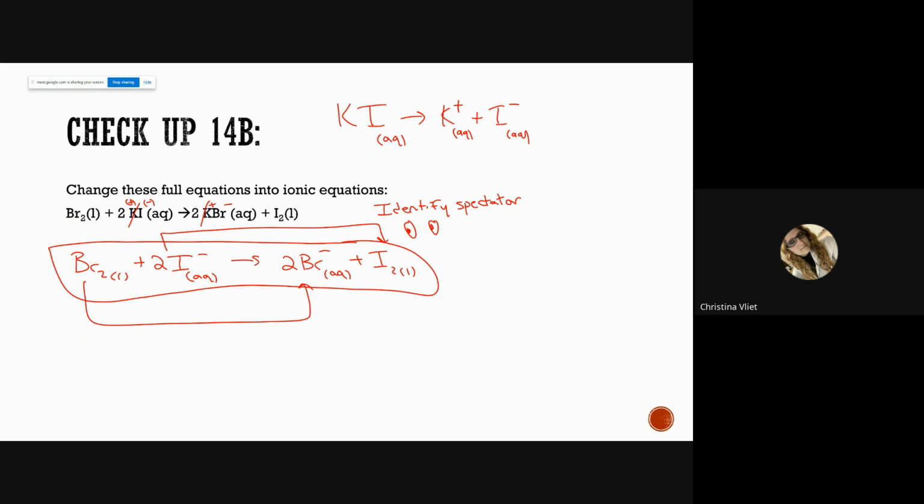So when you write the ionic equation, you are only writing the atoms or ions that change in a chemical reaction. You take out the rest. So you take out what we call the spectator ions, anything that stays the same at the beginning and end of the chemical reaction. All right.